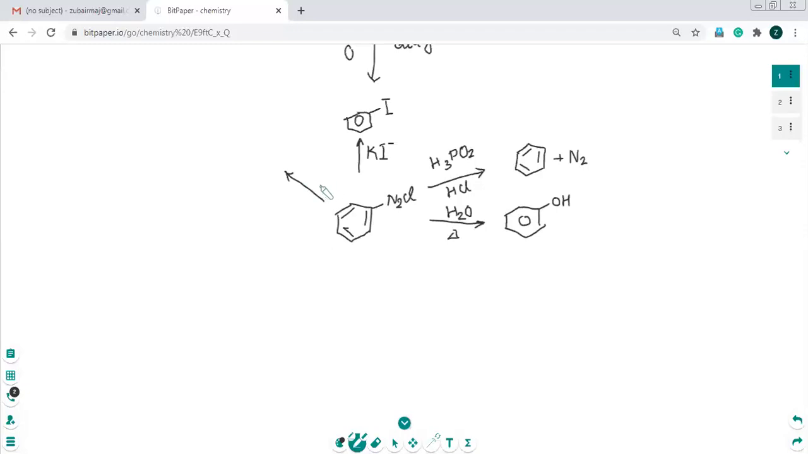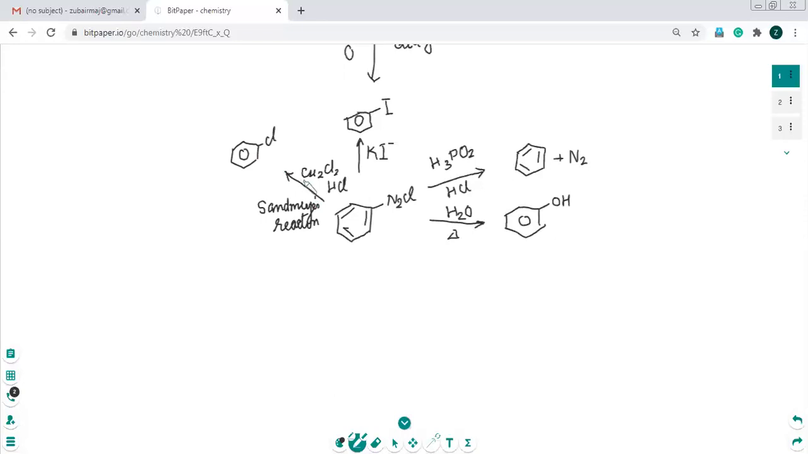So what you have to do is react this with the catalyst Cu2Cl2, cuprous chloride, and HCl. This reaction is known as Sandmeyer's reaction. And you will get chlorobenzene.